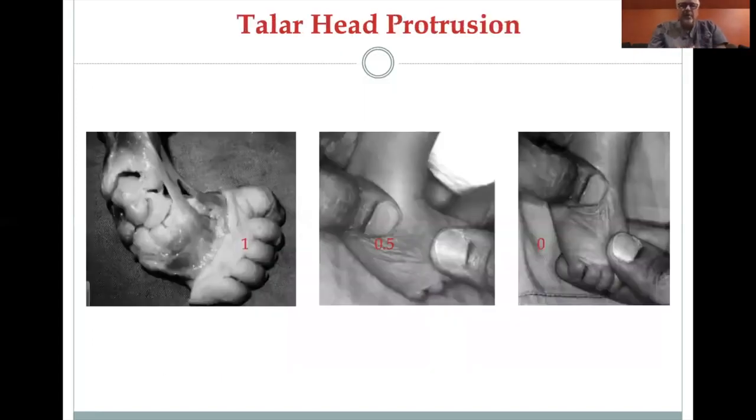Lateral talar head protrusion. You can almost see the lateral talar head sticking out of the side of the foot laterally. That's a 1. If you have to kind of feel for it, it's not as obvious visually. That's a 0.5. And a 0 is where you have a neutral position of the subtalar joint. The talar head is more within the ankle mortise, like it's supposed to be.